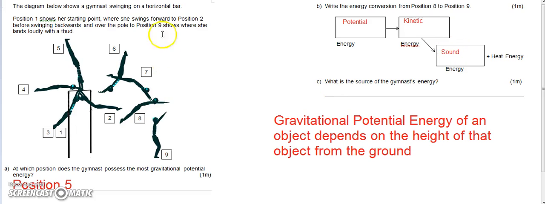Now, what is the source of the gymnast's energy? The source of the gymnast's energy has got to be the energy that allows the gymnast to swing and move. So the source would be the chemical energy, chemical potential energy that the gymnast gets from eating. So my answer would be the chemical potential energy that the gymnast gets from food.